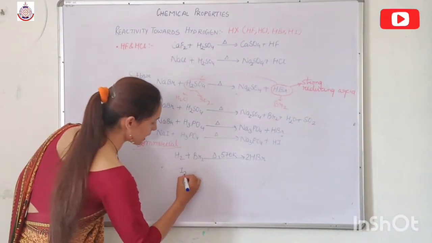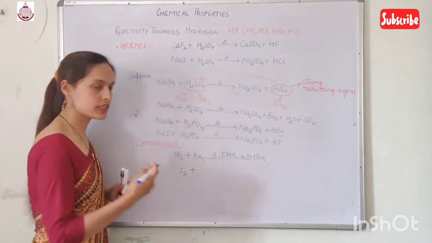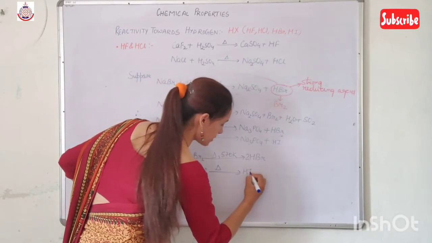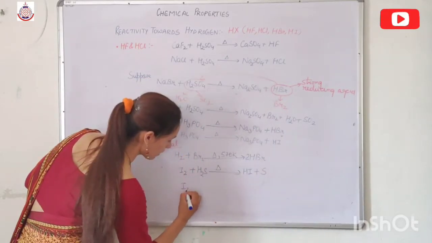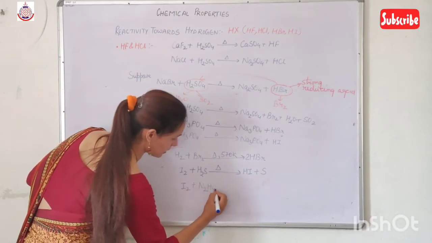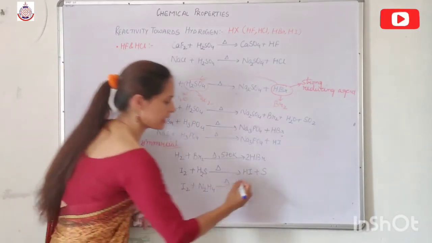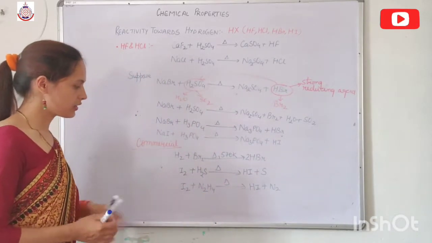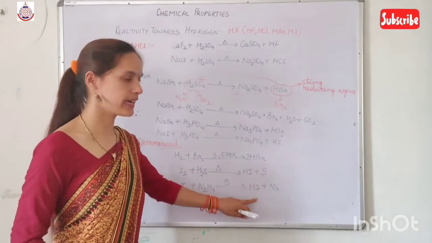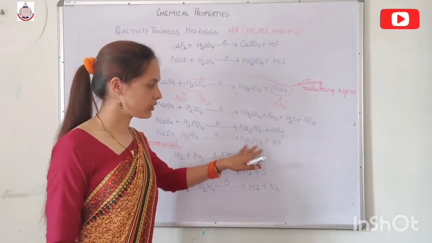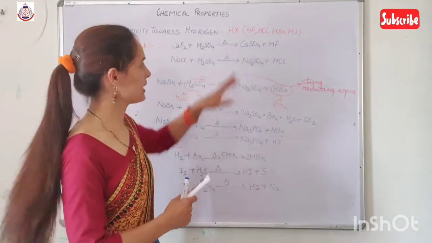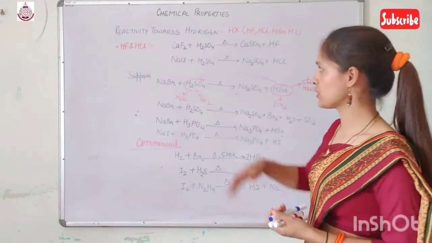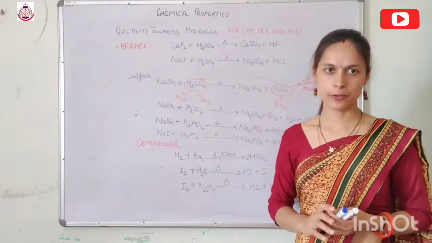So HI can be prepared by heating iodine with H2S; upon heating it gives HI plus S. And by heating with hydrazine, it gives HI plus N2. So these are the commercial methods of the preparation of HBr and HI. This is the general method of the preparation of HBr and HI, and these two are the commercial as well as the normal methods of the preparation of HCl and HBr.